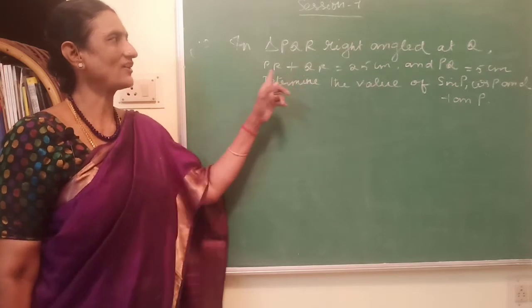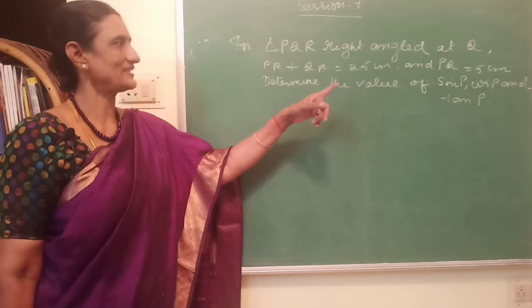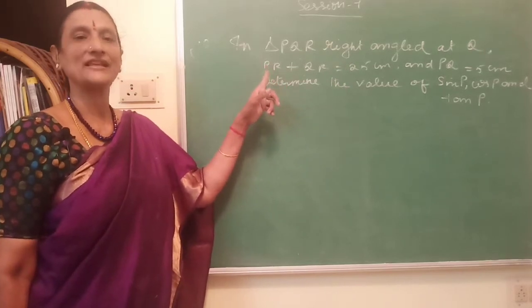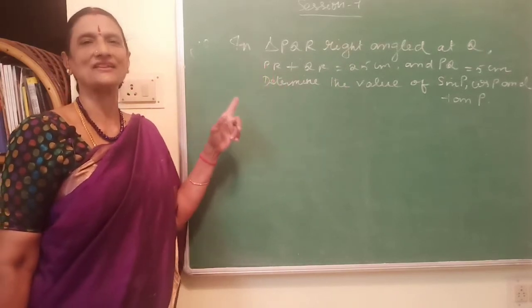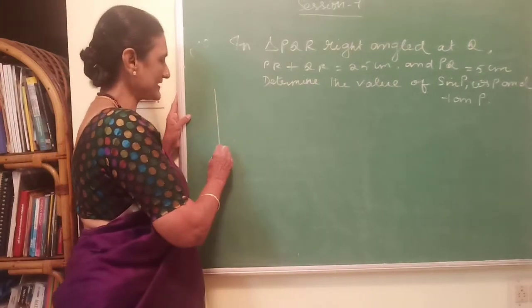So, the values are not given directly. You have got one side value as 5 centimeter, but the sum of the other two sides is given, but you are not given the values directly. So, what have we to do? You have to draw a right triangle first.